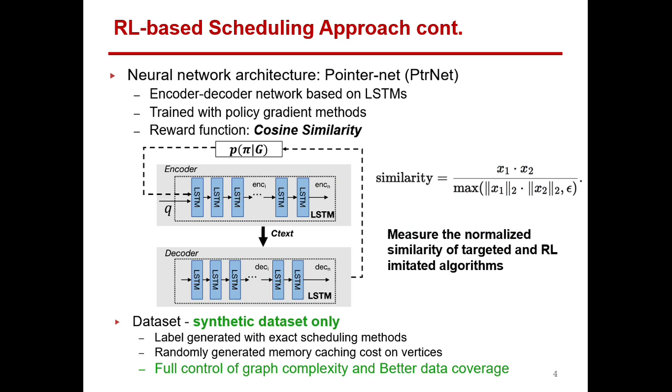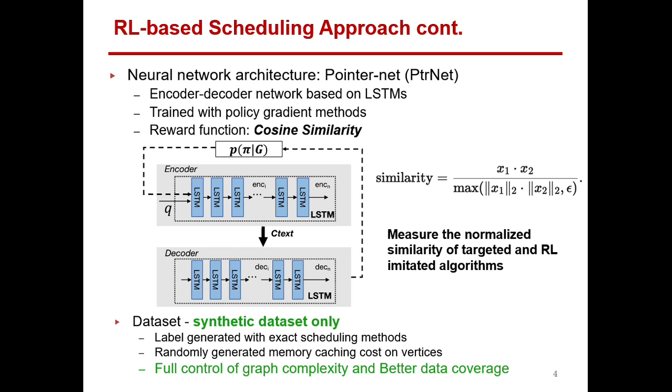This is our LSTM-based pointer network framework. It contains the encoding and decoding components. The encoder digests the embedded information and transforms it into context information. With the context information, the decoder generates the probability distribution over all nodes in the computation graph. We train our model with policy gradient. The reward function is a cosine similarity, which is shown in the red equation. The cosine similarity measures the similarity between the model output and the ground truth label.